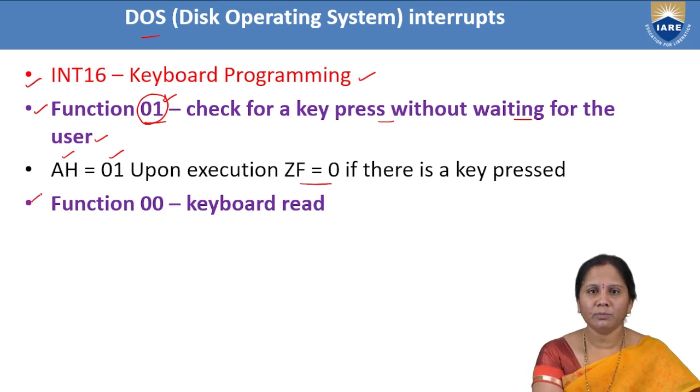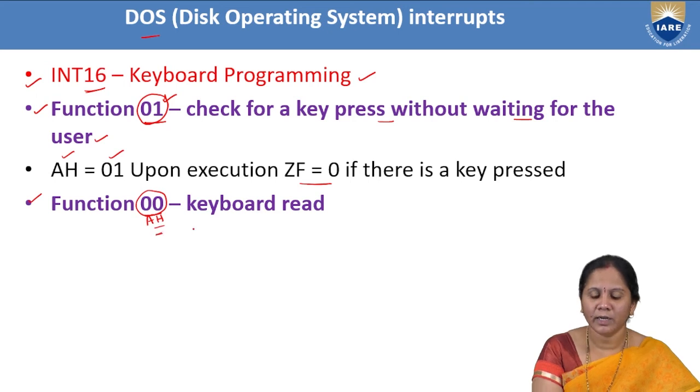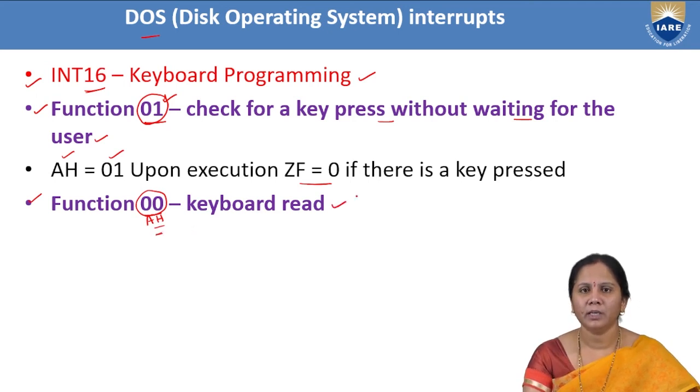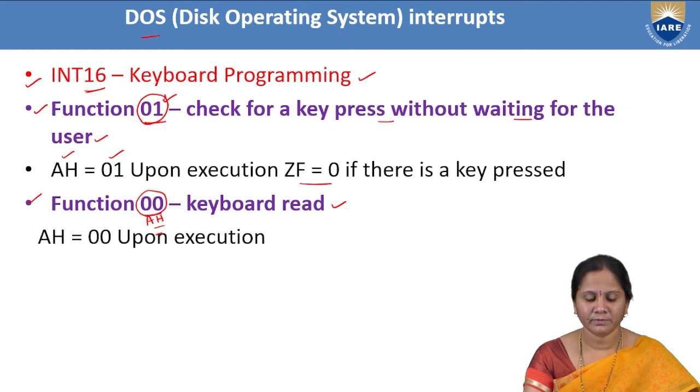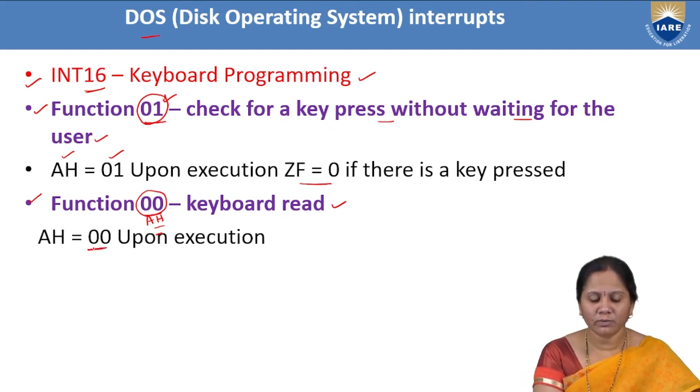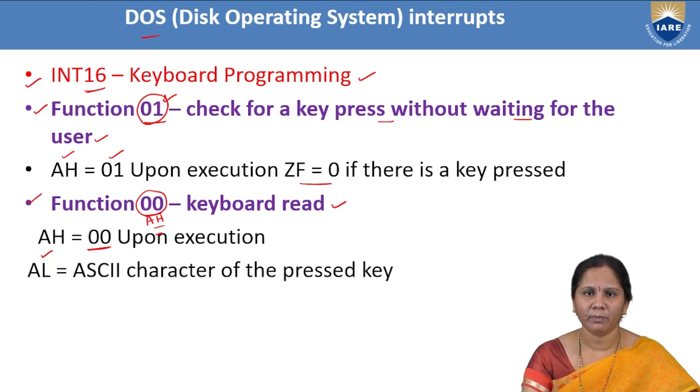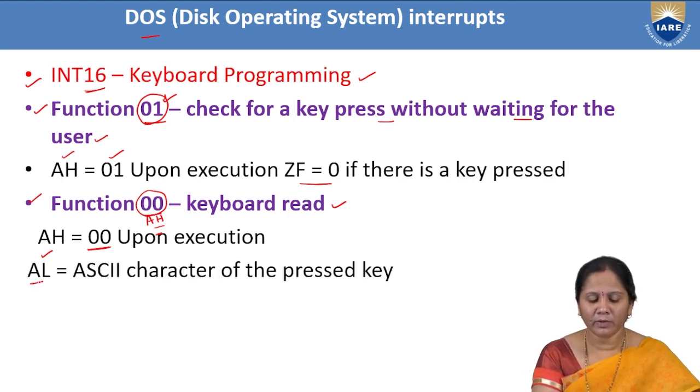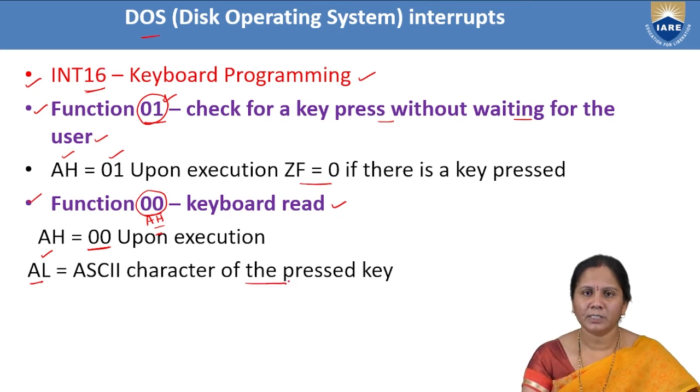Another function provided by this INT16 interrupt, that is the DOS interrupt, is function 00. This function 00 represents the value of the AH register. If the value 00 is loaded into the AH register, it is going to perform the keyboard read operation. So this 00, which represents the function number, will be loaded into the AH register so that the keyboard read operation will be performed. And AL will be loaded with the ASCII character of the pressed key.